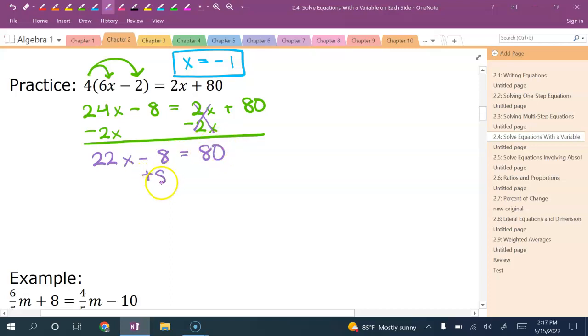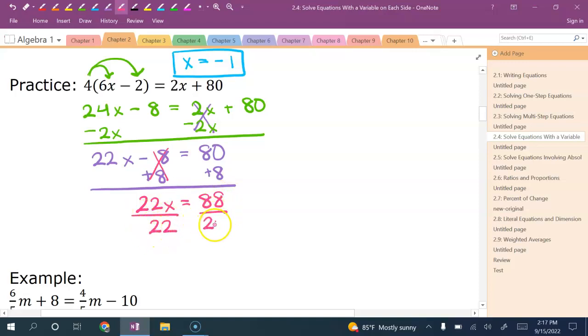Then I'm going to add 8 over to the 80. Bring down the 22x. Now that's equal to 88. Divide by 22. And so we get x equals 4.